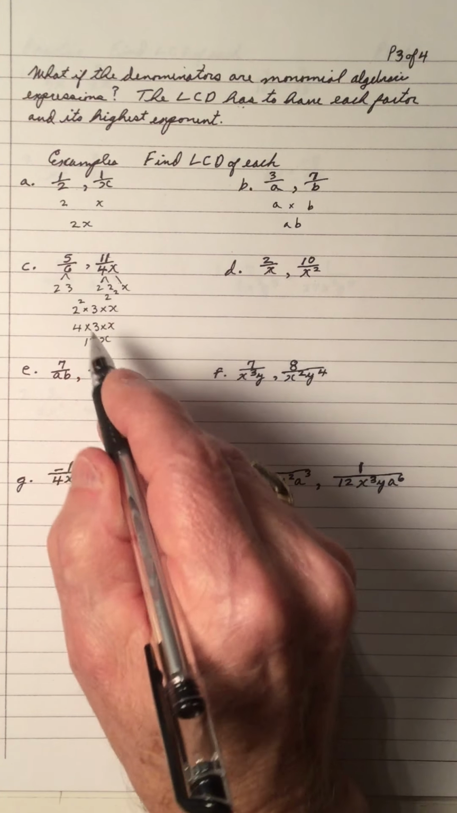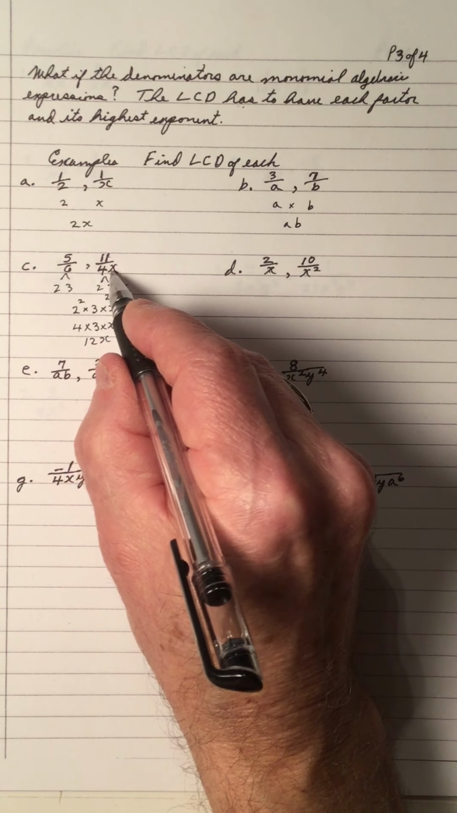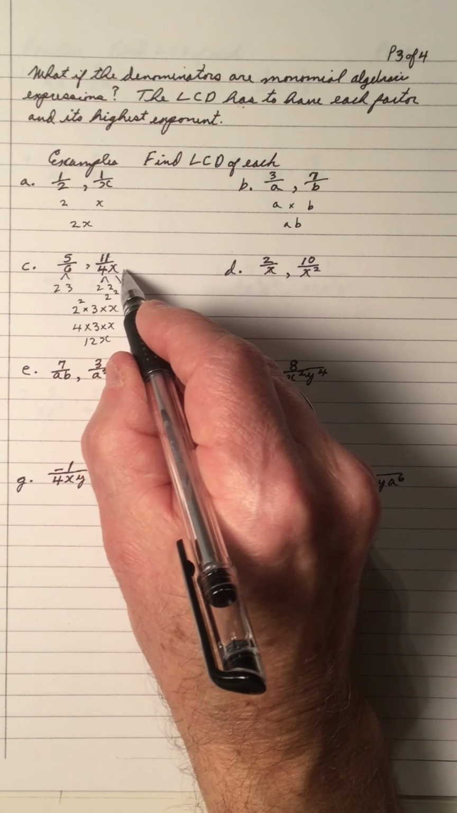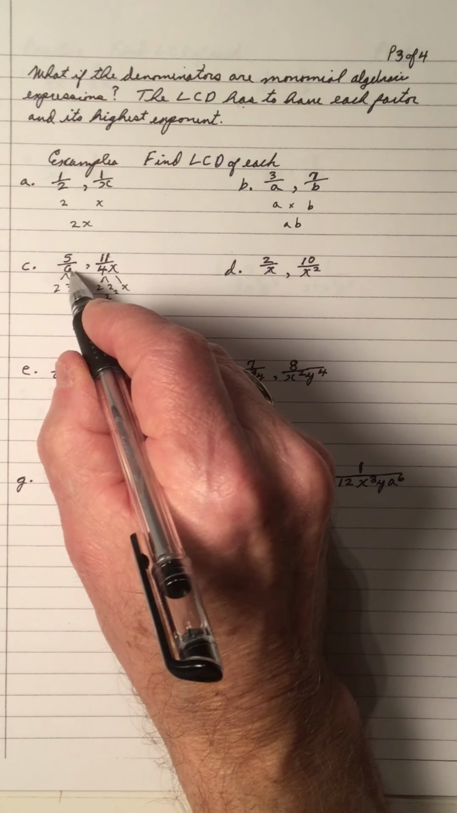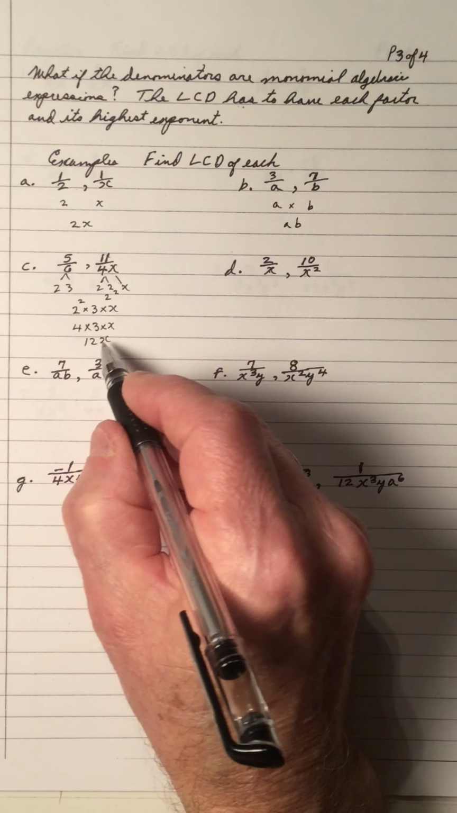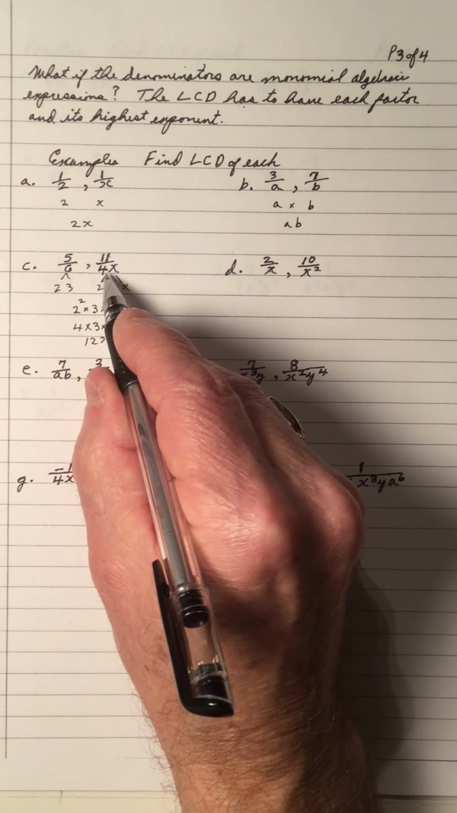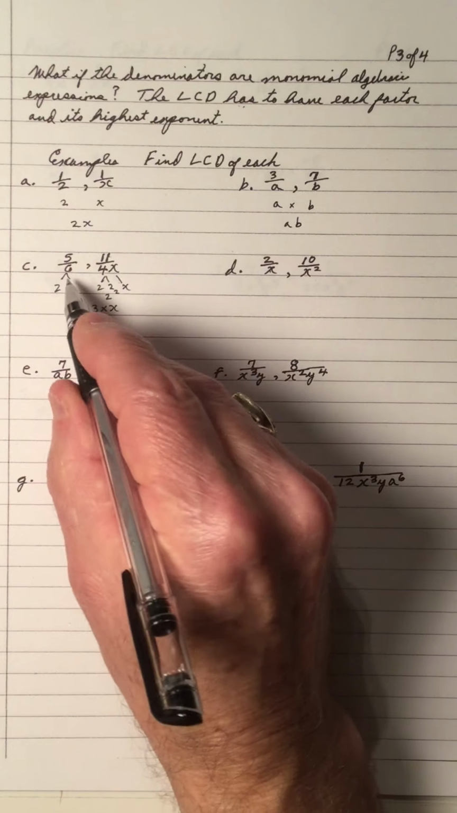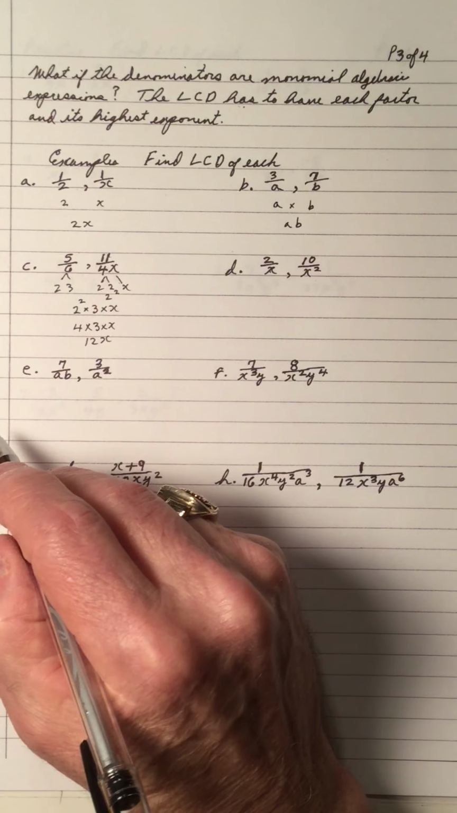Notice the common denominator for 4 and 6 is 12, and you have to have an x. Notice 6 is in 12x. 4x is in 12x. So 4x times 3 will give you 12x. 6 times 2x, if you multiply 2x by 6, you get 12x. If you multiply 3 by 4x, you get 12x. So each one of these denominators is in this one as a factor. So 6 is a factor of 12x, and 4x is a factor of 12x.